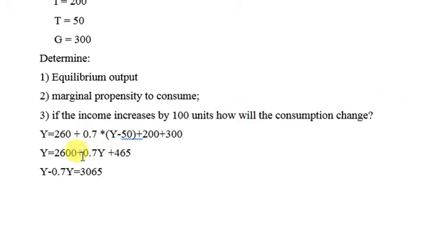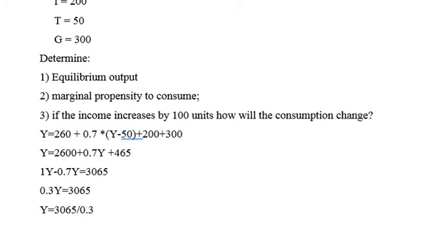Okay, Y minus 0.7Y. You realize that there is a 1 standing there. We don't write it because it's 1Y minus 0.7Y. And that gives us 0.3Y, and it equals 3065. So to get Y now, we divide 3065 by 0.3. And excuse me guys, I just don't have a calculator at hand.